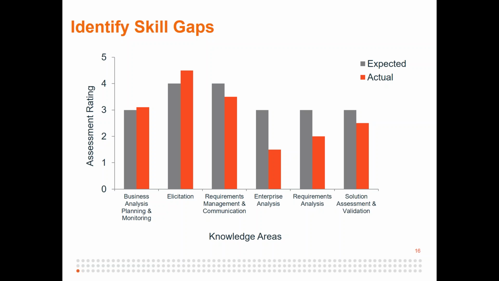And you'll see that there are two colors for the bar. The gray is the expected, so expected for your particular career level. And the red is actual, your actual self-assessment score. So let's say that this particular career level that's represented here is the intermediate role. So when I look at business analysis planning and monitoring, I see that the expected level of performance is having a working knowledge of BA practice and can perform most tasks without supervision.